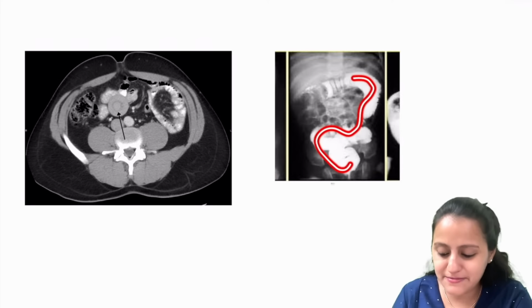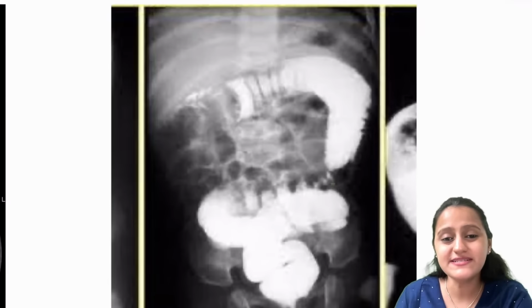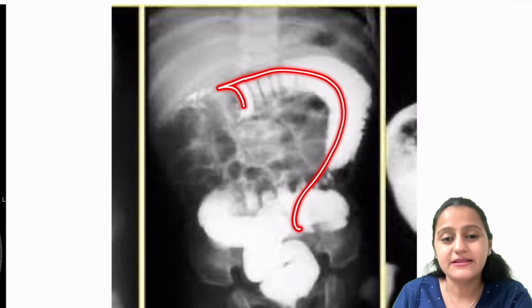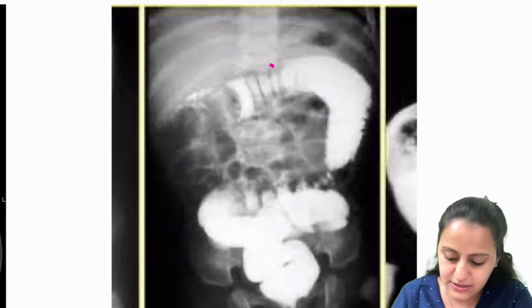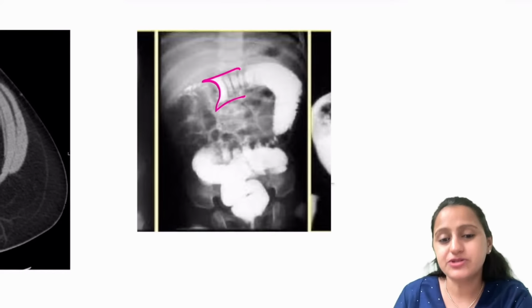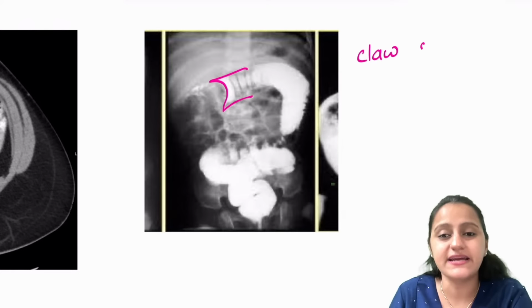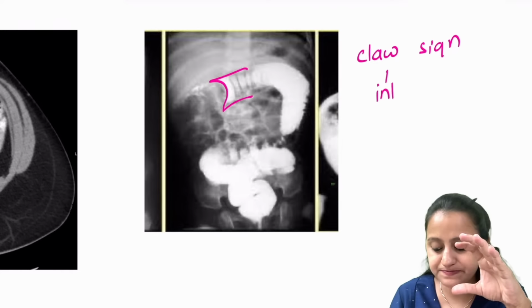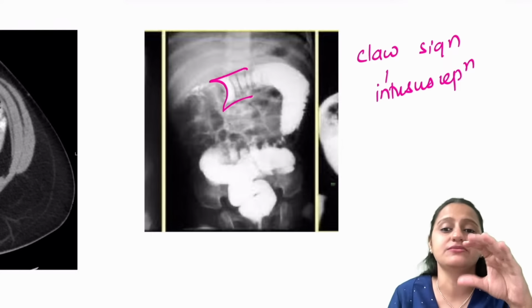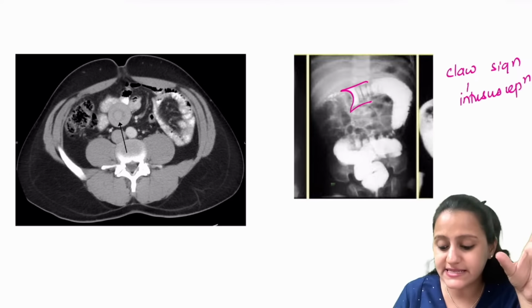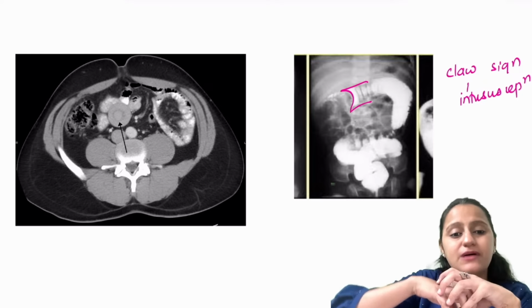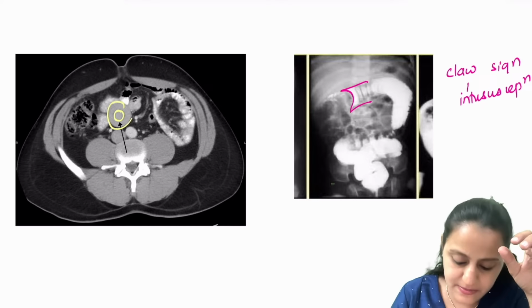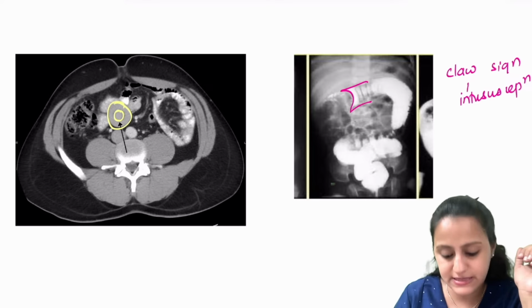What are you seeing here? Look at the barium enema. What is the sign on barium enema? The barium is stopping like a claw. Okay, so this is the claw sign of intussusception. And what do you see in CT or ultrasound in intussusception? Inner bowel, outer bowel. So inner bowel, outer bowel appearance in intussusception.